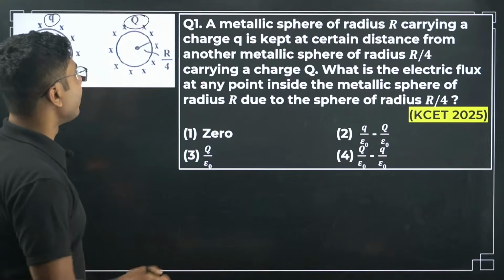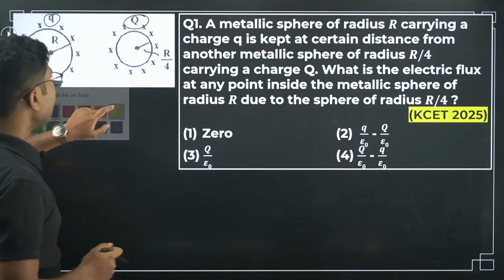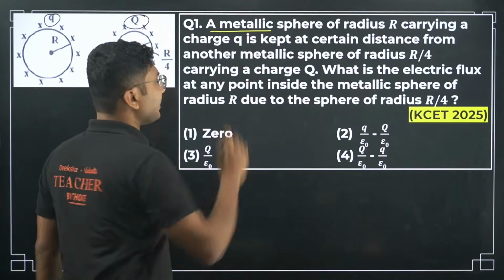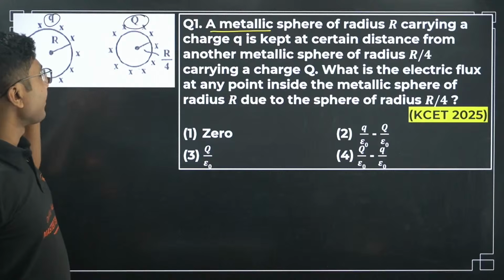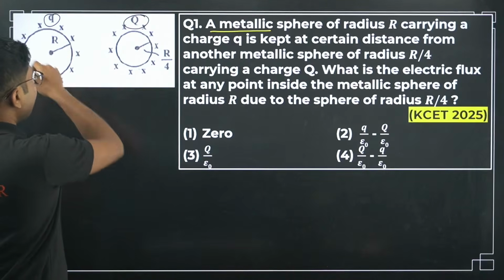Here you have to notice that they are metallic spheres, first of all. Secondly, you have to calculate the flux inside this sphere due to this bigger sphere.